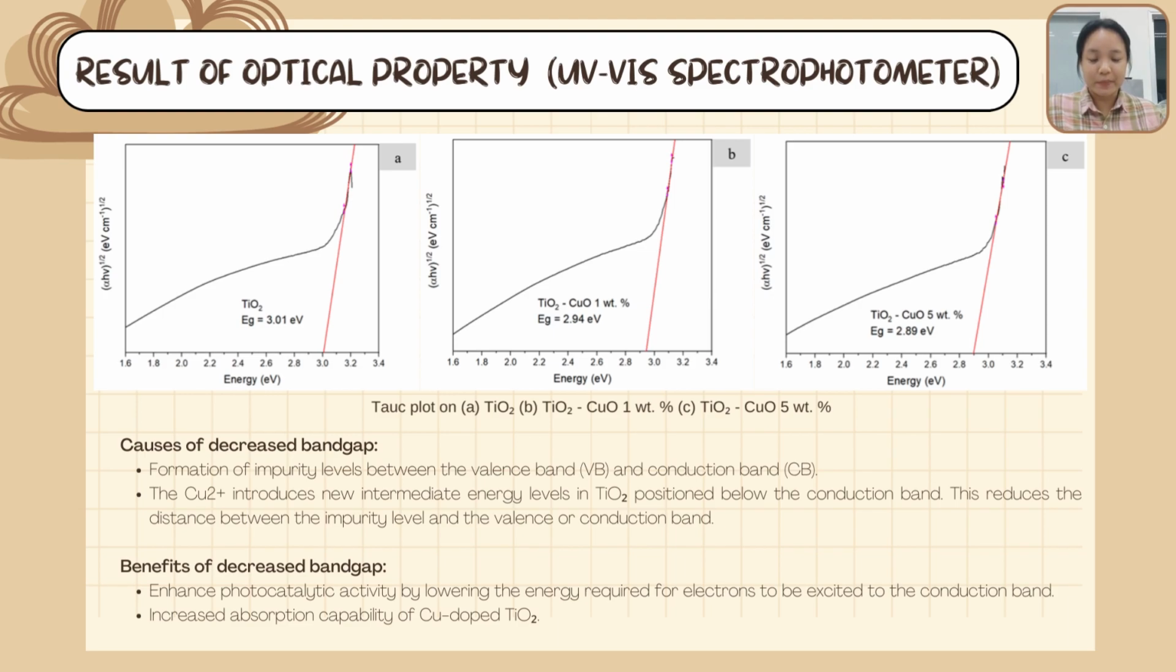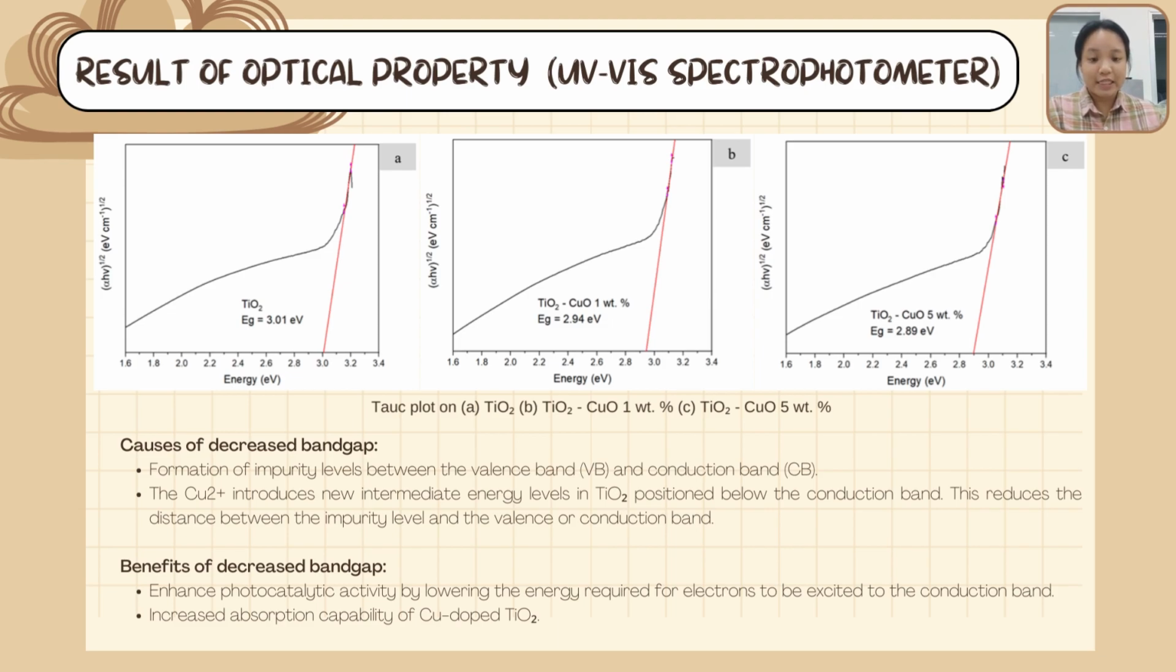The band gap of each sample is calculated using a Tauc plot, and as you can see here, when we increase the amount of dopant, the band gap decreases. The cause of this is the formation of impurity levels between the valence band and the conduction band. The benefit of a decreased band gap is that it can enhance the photocatalytic activity because the energy required for an electron to be excited from the valence band to the conduction band is decreased. So this increases the absorption capability of copper-doped TiO2.